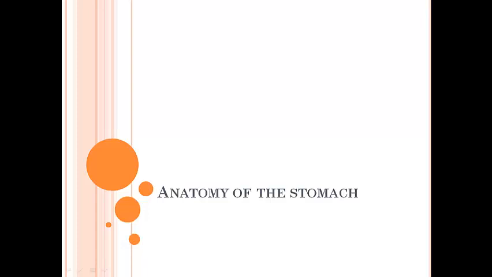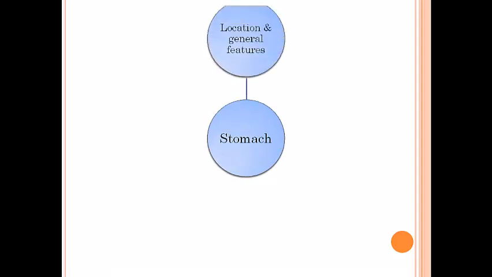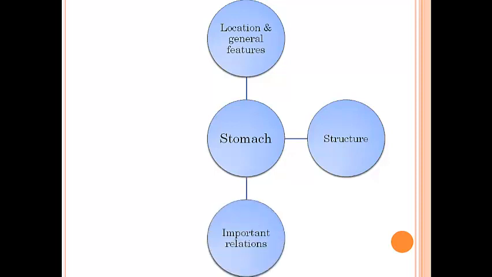Before we get into the actual main topic of today's session, I just want to go over the points that we're going to be covering. So we're going to be looking at the location and general features of the stomach. We're going to look at the stomach structure and basically how it's divided into certain parts and how its muscles are arranged and so forth. We're going to look at the important relations of the stomach, which organs and which structures come in close contact with it. And then we're going to just touch on the blood supply and venous return.